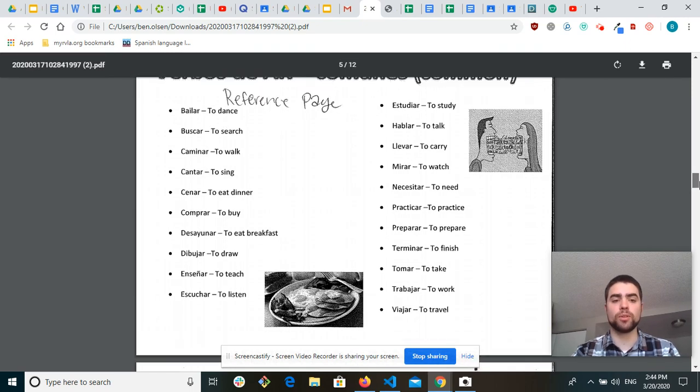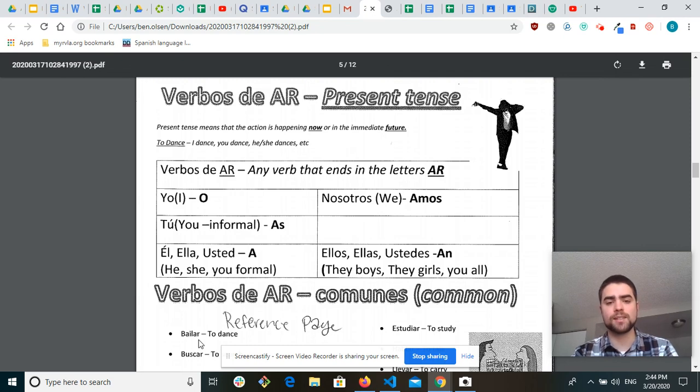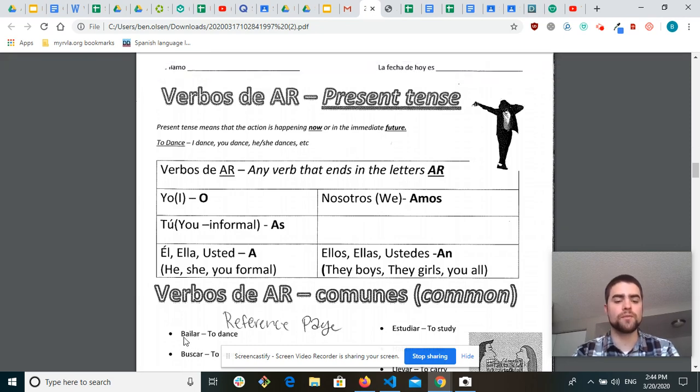So I want to do an example here for you so you know how to do the rest of the packet. If I want to say I dance, here's how we do it. I take this verb here, which is bailar. I put it up in the I section, and I take off the AR and add the O. So that would be bailo. So me saying yo bailo, that's I dance. If I put it in the second section here, I would do tú, take off the AR, add the AS, so it'd be bailas. Tú bailas is you dance.